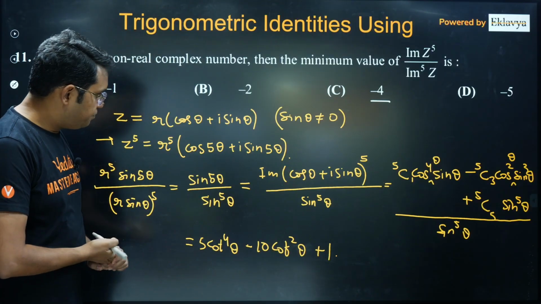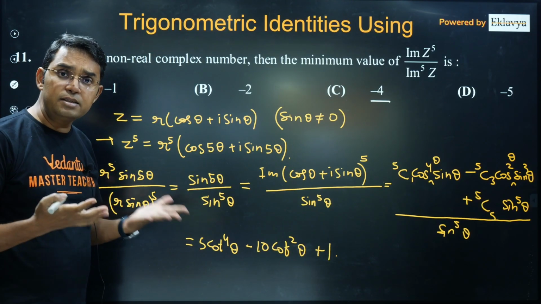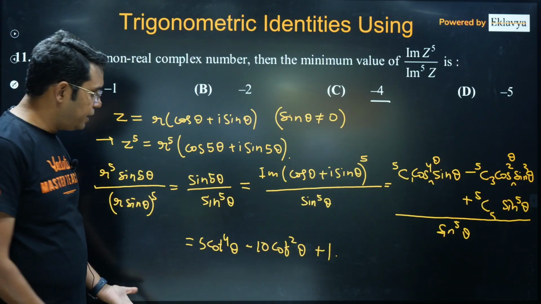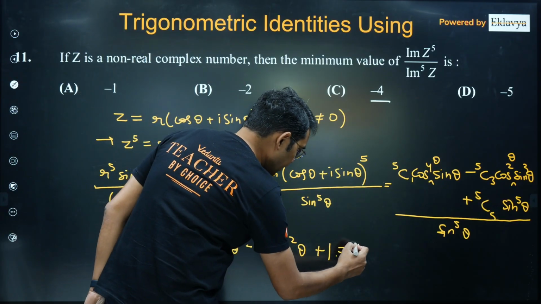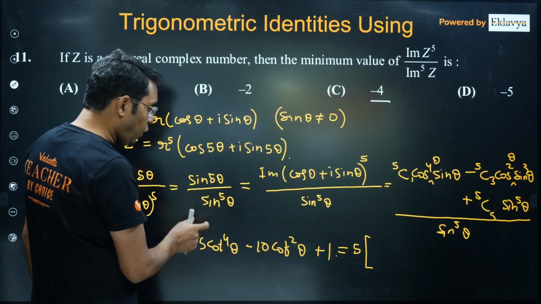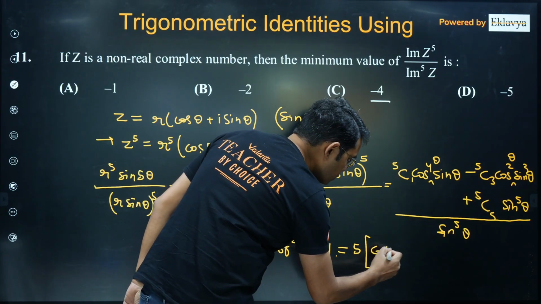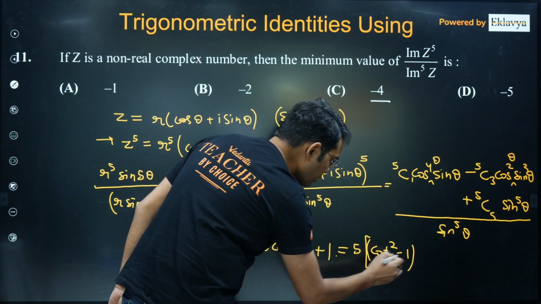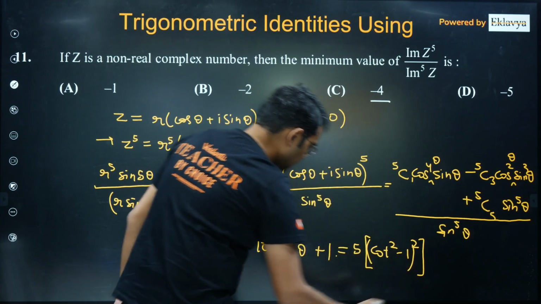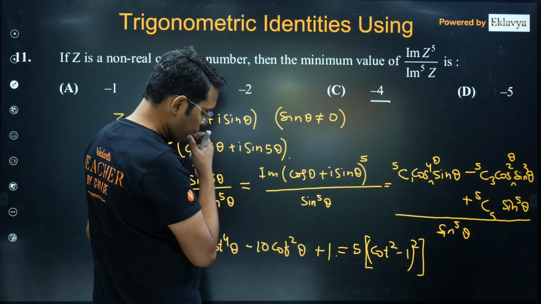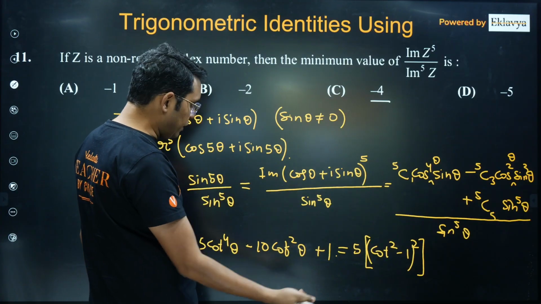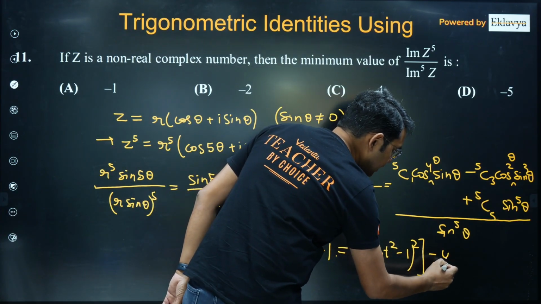Okay, now this is just a simple question of a quadratic, isn't it? You can write this as 5 common. So cot power 4 minus 2 cot square, so it will be cot square minus 1 whole square, you can write. Okay, and you have to subtract 5, so overall it will be minus 4.